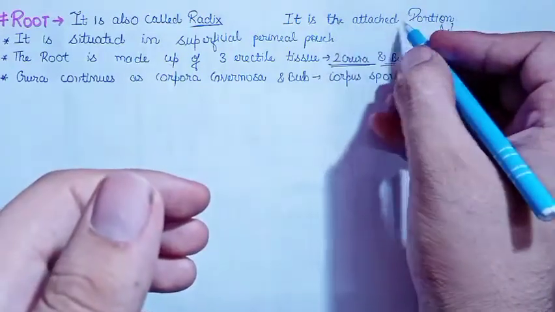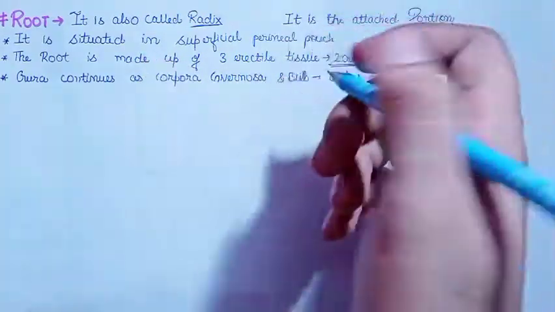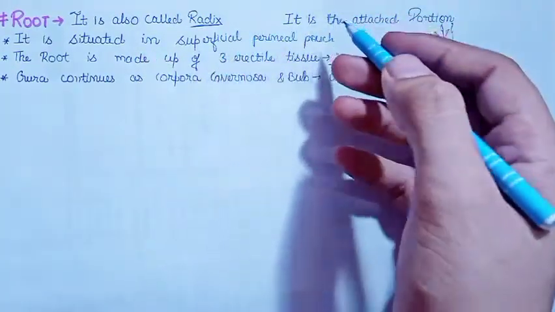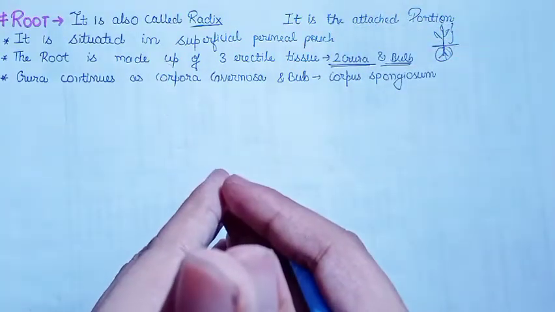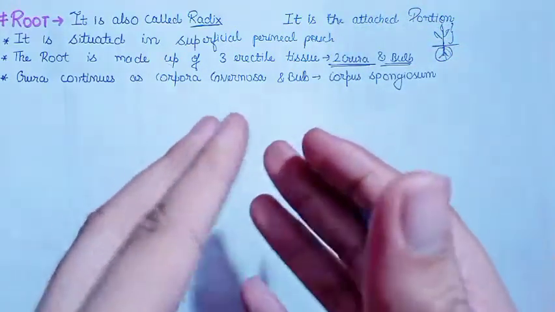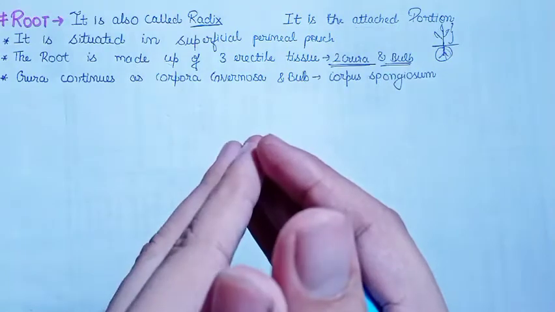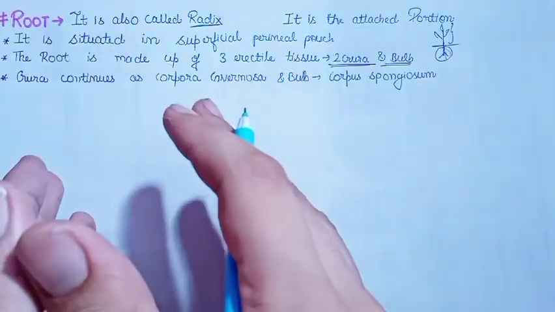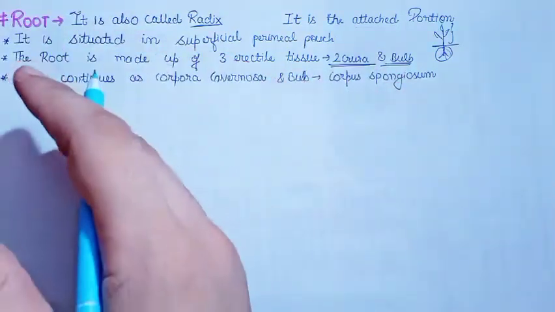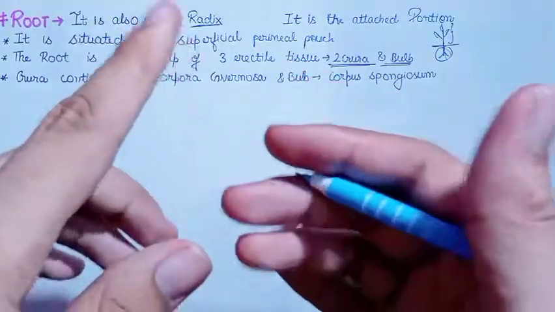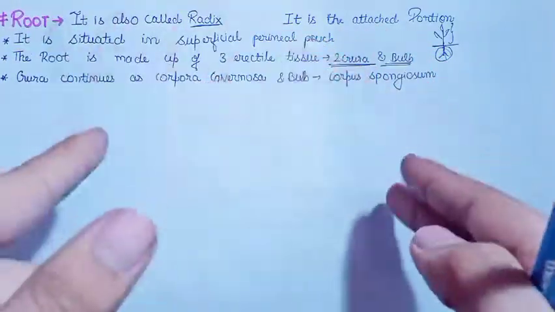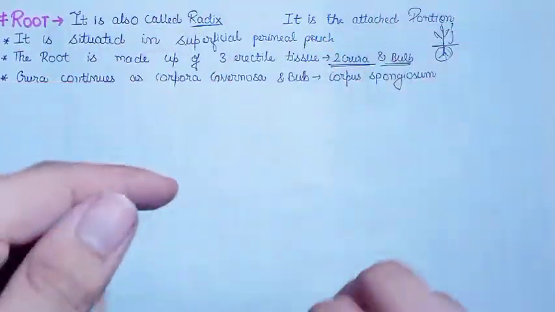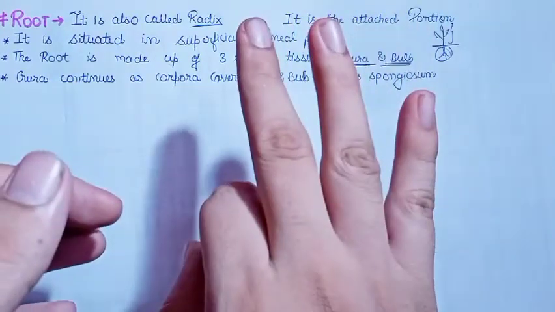So it is the attached portion, also called the radix, and is situated in the superficial perineal pouch. How exactly it is situated, I have discussed in the previous video, so you can watch it and then continue with this video. The root is made up of three erectile tissues. What are they? They are the two crura, one on each side, and the central bulb. So the root consists of three erectile tissues.